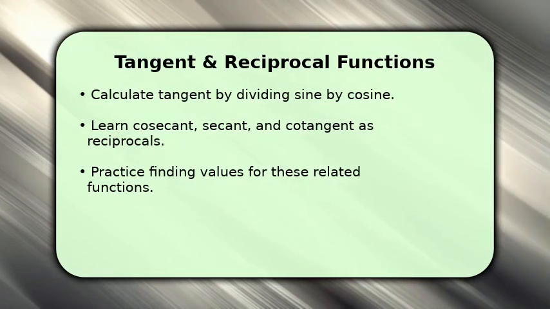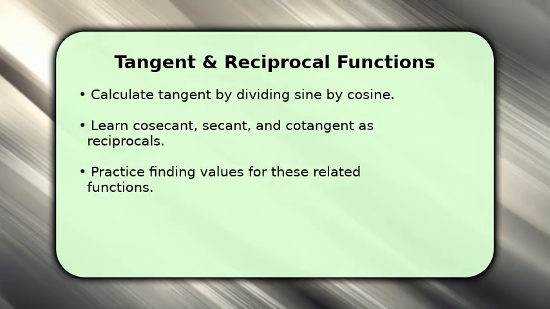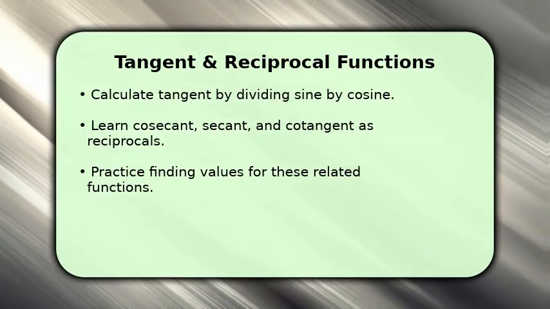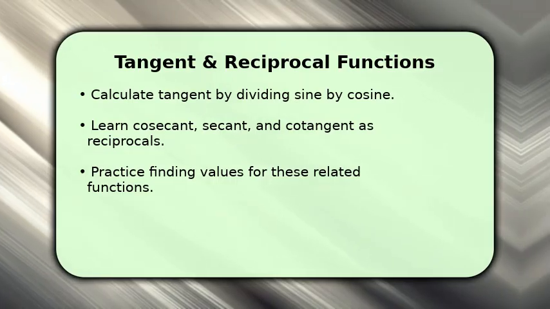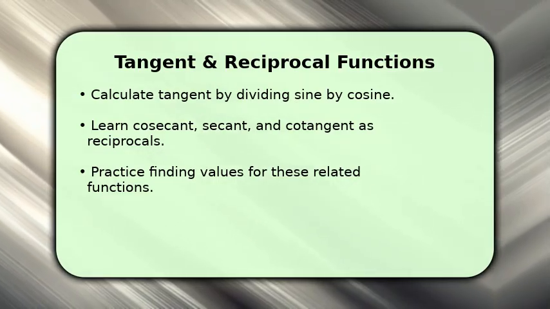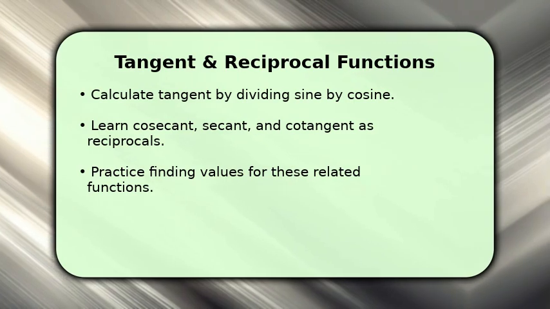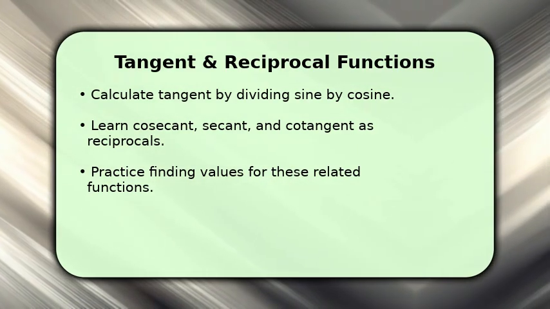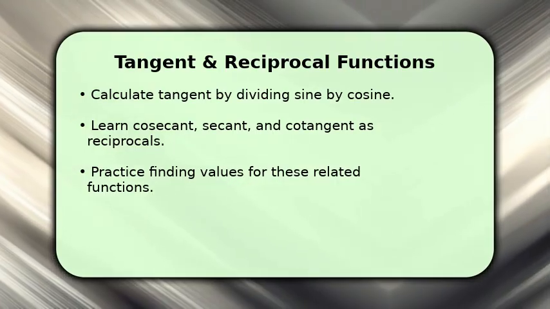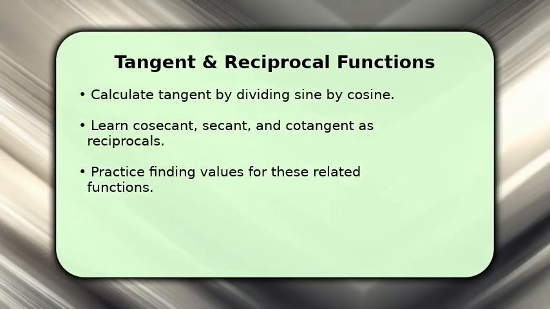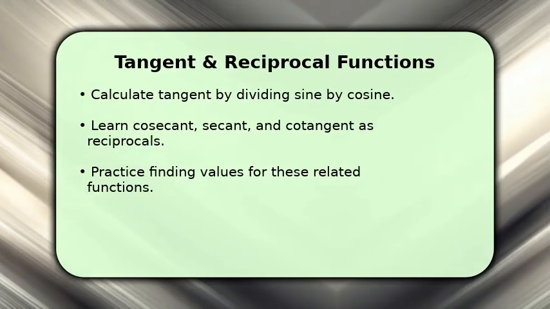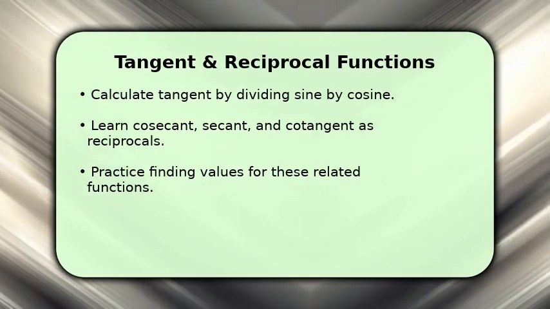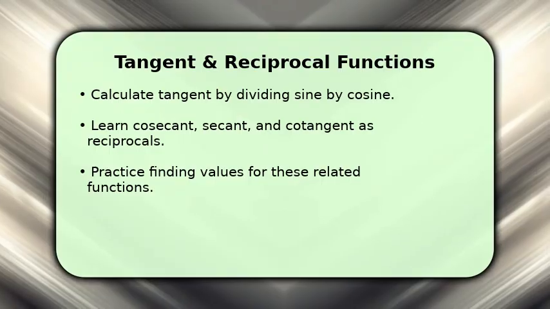Now, let's tackle tangent and the reciprocal functions. Tangent is simply sine divided by cosine. Once you have sine and cosine values, tangent becomes straightforward. Cosecant is 1 over sine, secant is 1 over cosine, and cotangent is 1 over tangent. Understanding these relationships allows you to derive many values from just a few memorized ones, making the process more efficient.